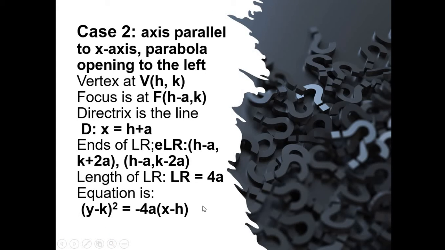Now, we proceed to case 2. This time, the parabola opens to the left. Ito naman yung mga formulas for parabola that opens to the left. H, K, vertex; focus, H minus A, K; directrix, x equals H plus A; and points of latus rectum, H minus A, K plus 2A, H minus A, K minus 2A. The length of the latus rectum is 4A. And of course, the equation is y minus k quantity squared equals negative 4a times the quantity x minus h.